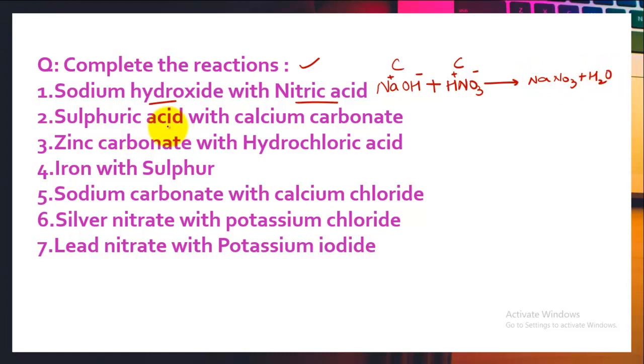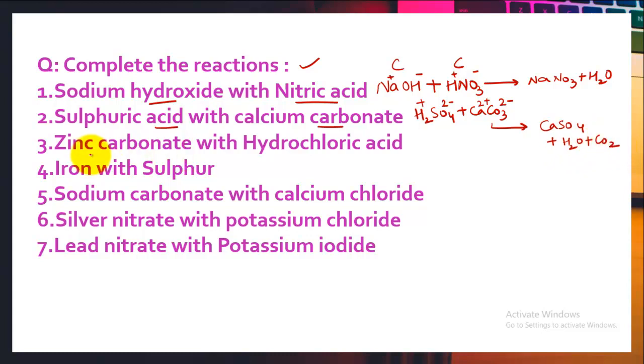Another reaction is the reaction of sulfuric acid with calcium carbonate. So sulfuric acid is H2SO4, calcium carbonate is CaCO3. Let's write the valencies: H positive, SO4 2 negative, Ca 2 positive, CO3 2 negative. So when they interchange their ions, we see that it leads to the formation of calcium sulfate and water, and carbon dioxide is released.